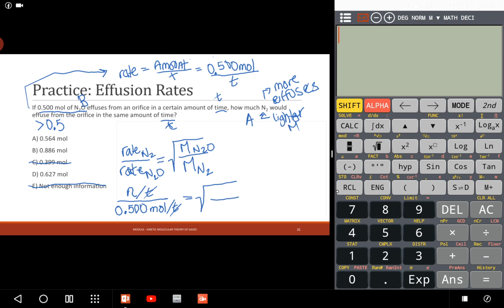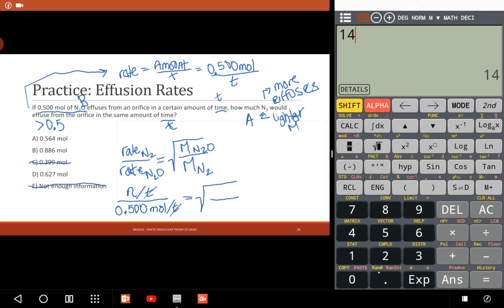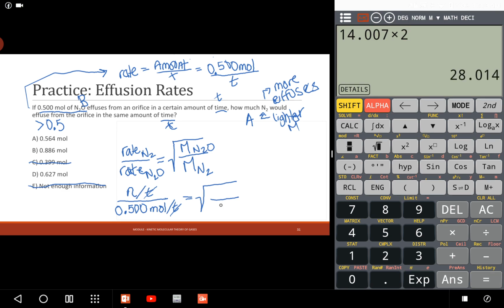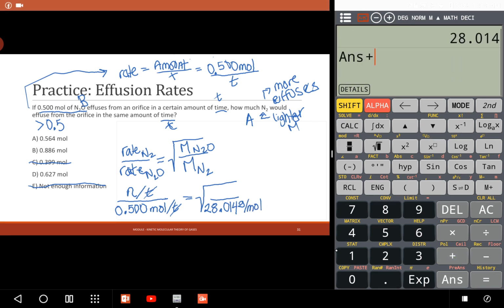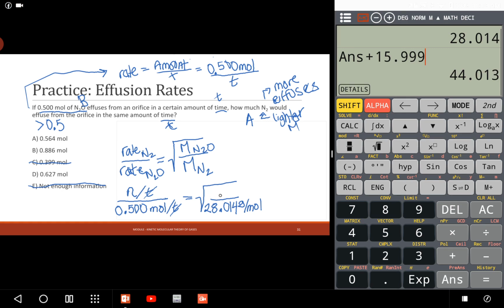Now we have to figure out our molar masses. We have 14.007 times 2, and that's going to be 28.014 grams per mole. And then if I add on an oxygen, that tells me my numerator is 44.013 grams per mole.